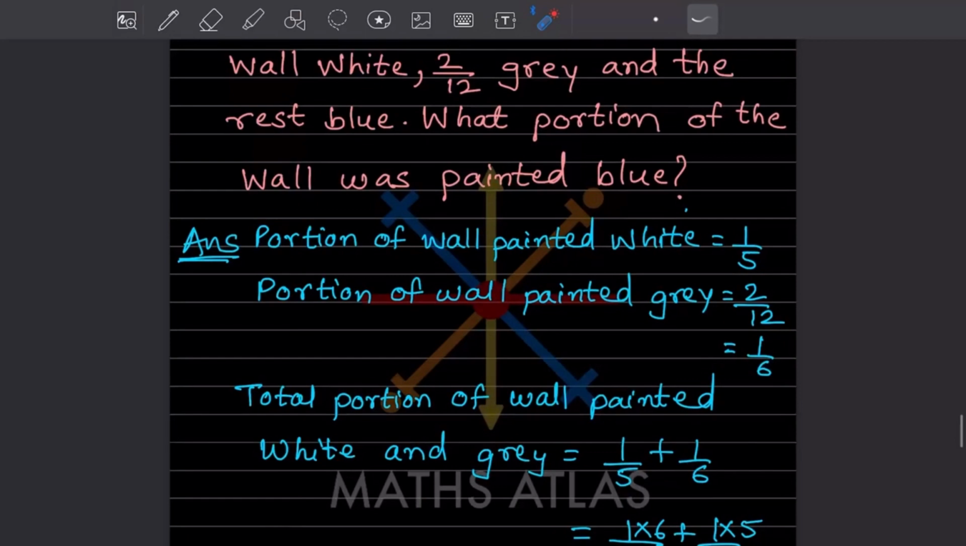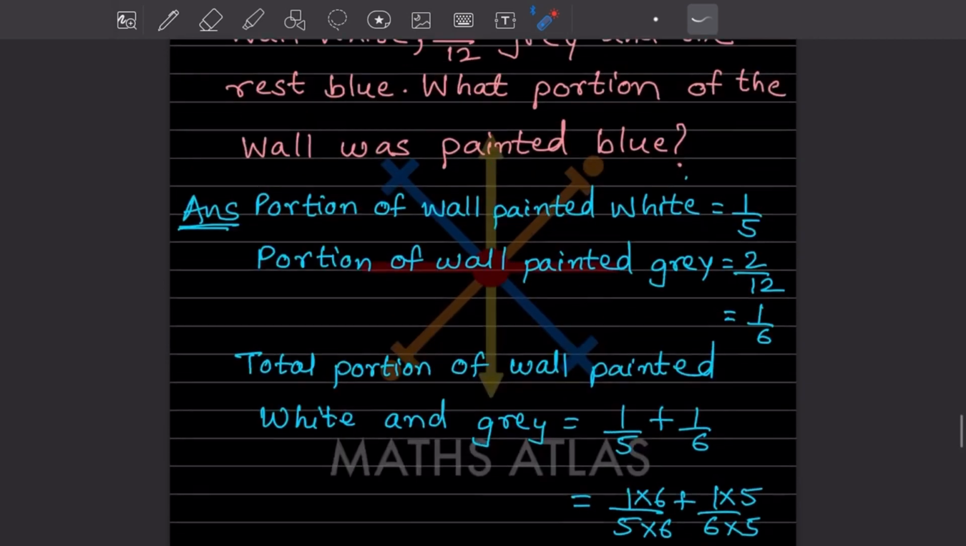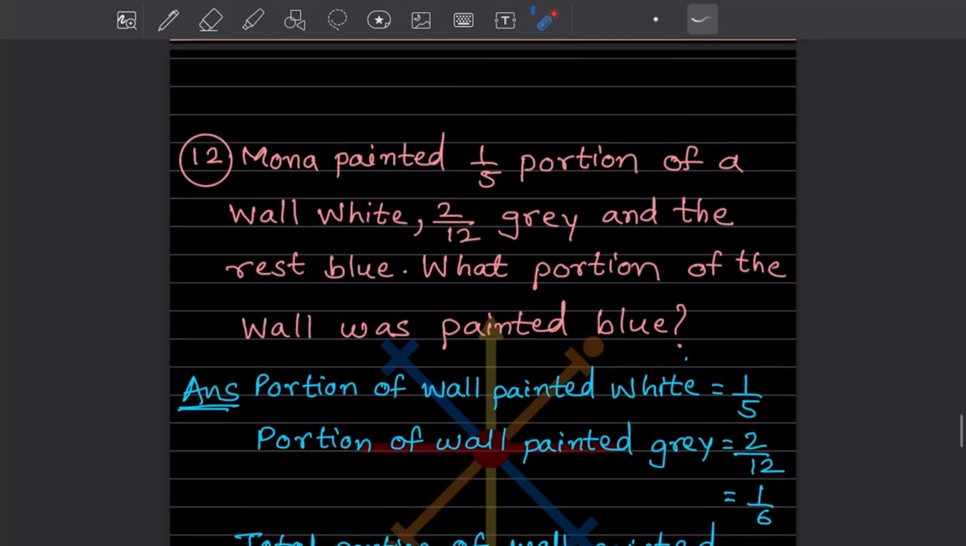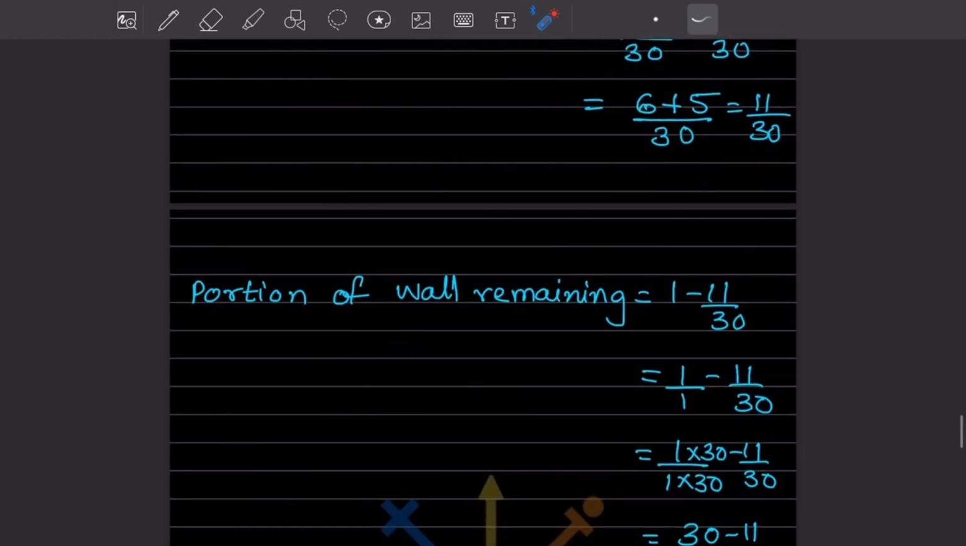But what we want here, they said, is what is painted blue. So now the portion of wall remaining, that is what? From the whole, Mona painted the wall in different colors. So what are you going to do? From that one whole portion, this 11 by 30 goes off.